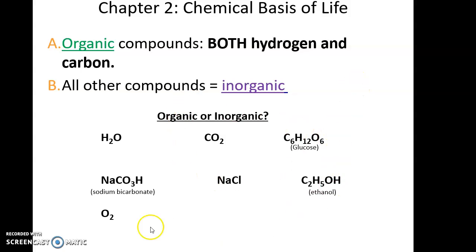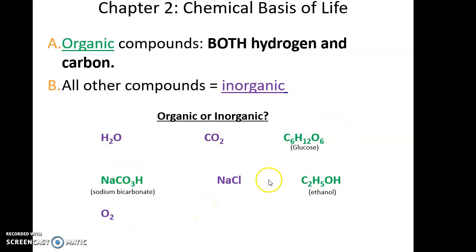So here are some molecules, and I'm going to give you a moment to determine which ones are organic and which ones are inorganic. Pause the video if you feel you need to. All right. Turns out that water, H2O, is inorganic. It only has hydrogen. Carbon dioxide, CO2, is inorganic because it only has carbon. NaCl is inorganic. It has neither hydrogen nor carbon. Both are missing. O2, molecular oxygen, is inorganic. There is no carbon, no hydrogen.